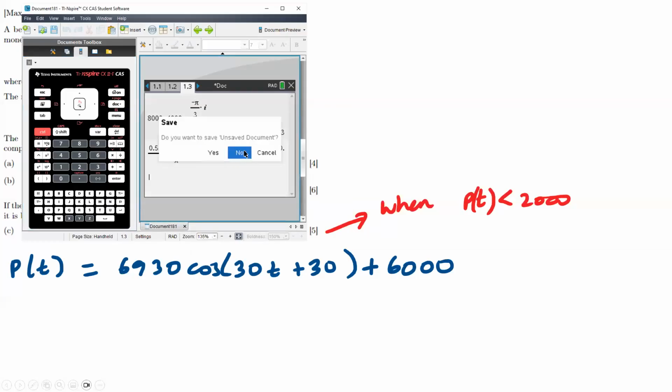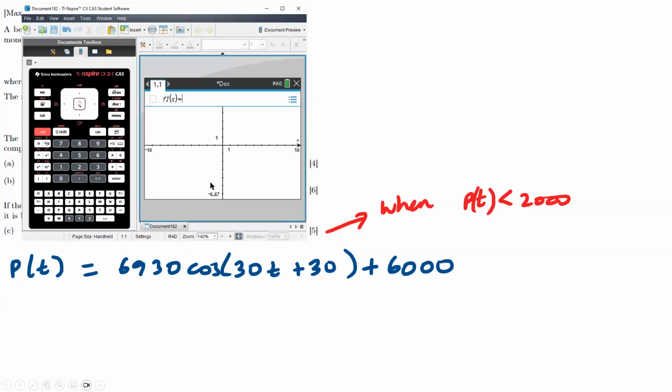So what we would do here is go into a new calculation page. And again, recalling that this question was defined in terms of an angle in degrees, we have to change our calculator into degrees mode. And what we're going to do is type in our profit function. So just noting up here, we're going to have 6,930 multiplied by the cosine of, in brackets, 30t plus 30.